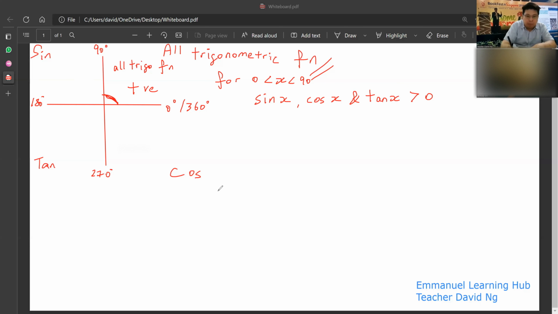That means from 0 to 90 degrees, all trigo functions are positive. And this is known as the first quadrant. First quadrant: one full circle is 360 degrees, so the first quadrant is 0 to 90 degrees. Sine, cosine, tangent, all trigo functions, they are all positive. Clear about that.